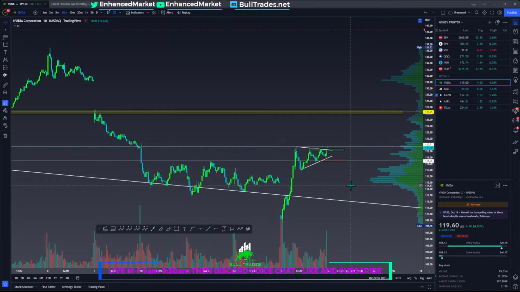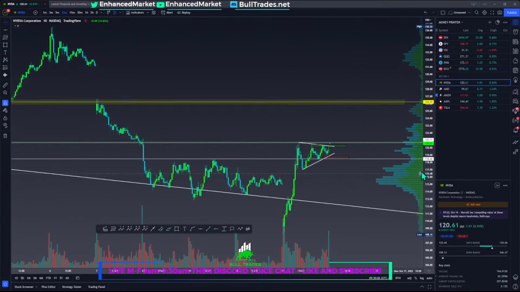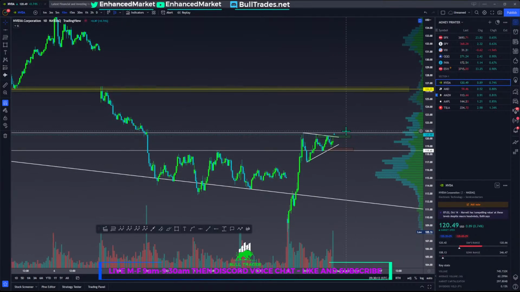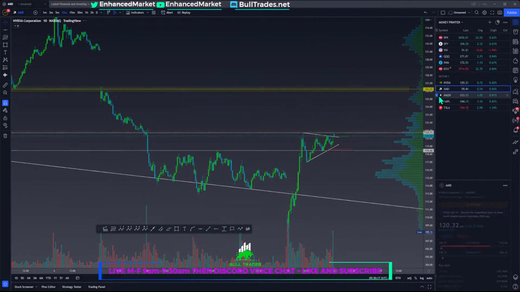Let's see what happens. All right, so here's NVIDIA at open. Gonna give it a feel. If we can break here, you're gonna see a nice impulse candle. It's gonna break above. For now it's rejecting. Gonna set an alert above, just so I can take a look at the other tickers.